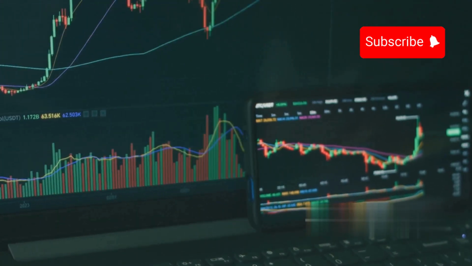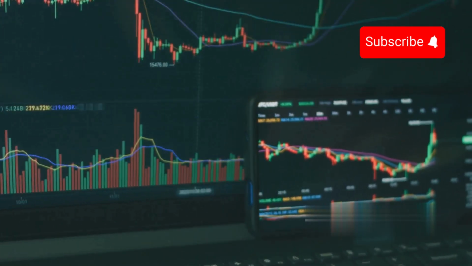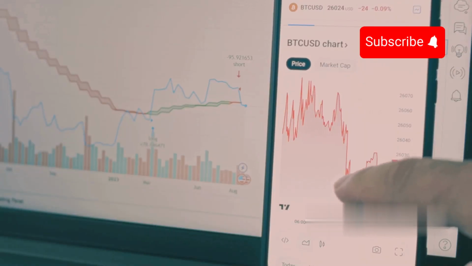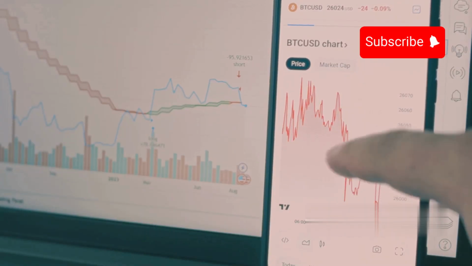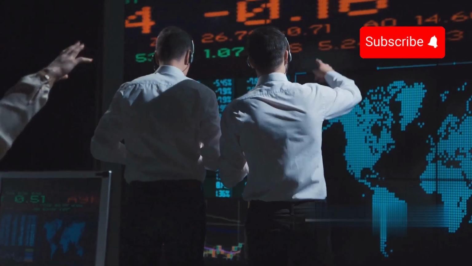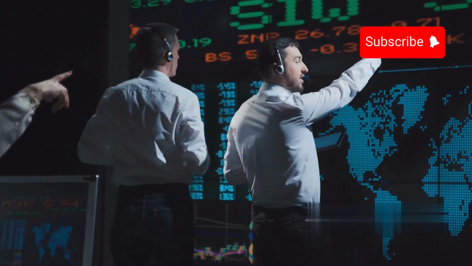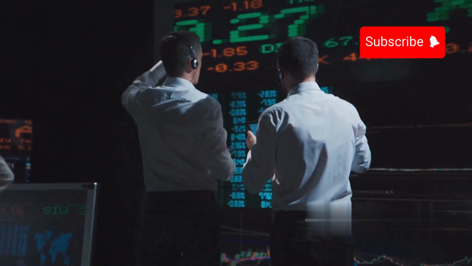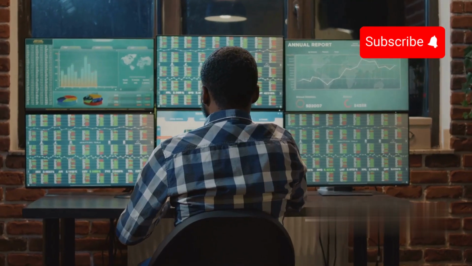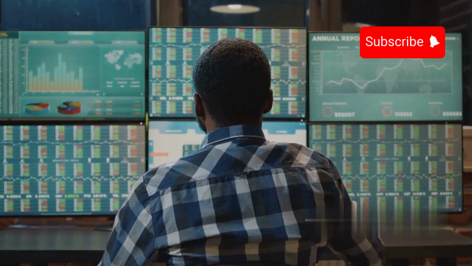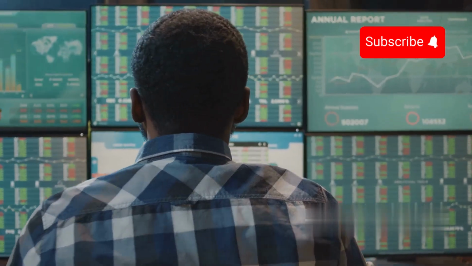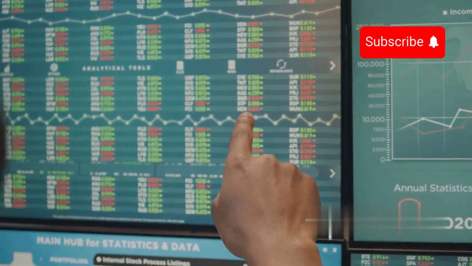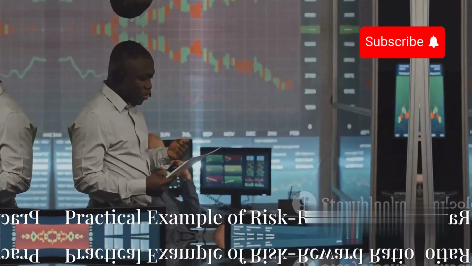One of the fundamental concepts in risk management is the risk-reward ratio. This ratio measures the potential profit of a trade relative to its potential loss. For instance, a risk-reward ratio of 2 to 1 implies that for every unit of risk you take, you expect to make double the profit. This ratio is crucial because even if you win only a fraction of your trades, say 35 to 40%, you can still be profitable as long as your winning trades outweigh the losses.